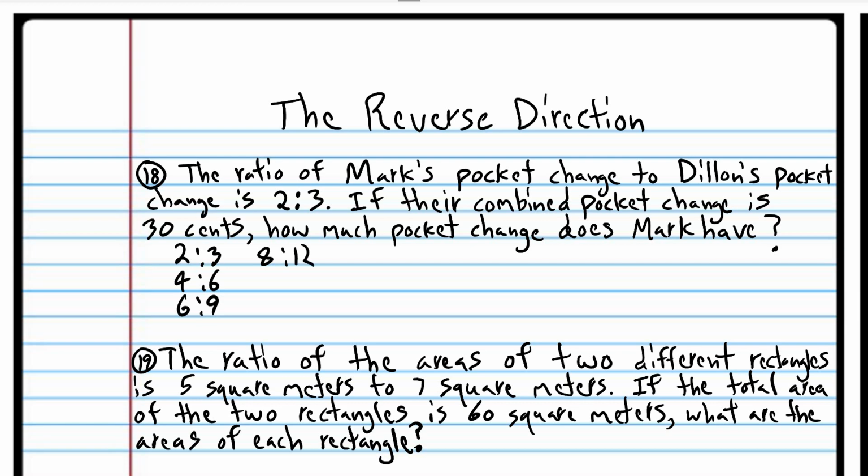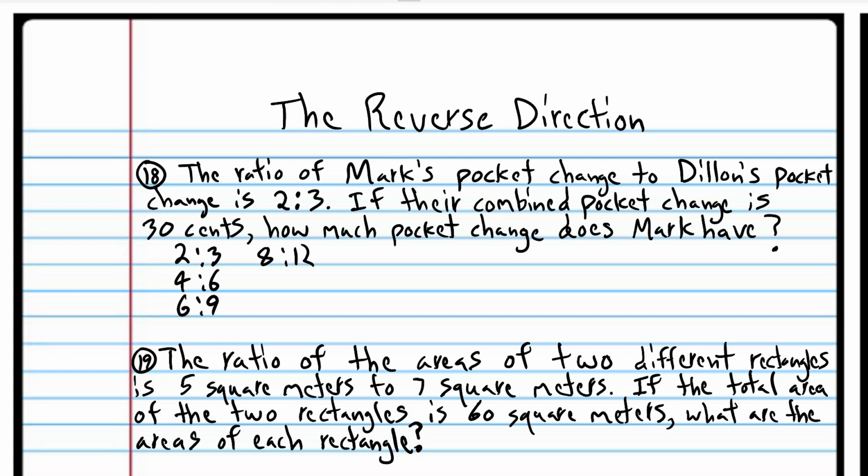This situation says Mark has 4 cents and Dylan has 6 cents. In this situation, Mark has 6 cents and Dylan has 9 cents, and so on and so forth. Now if we add these two numbers up, Mark has 8 cents and Dylan has 12 cents. Add them up and you get 20 cents. So we still need to use bigger numbers.